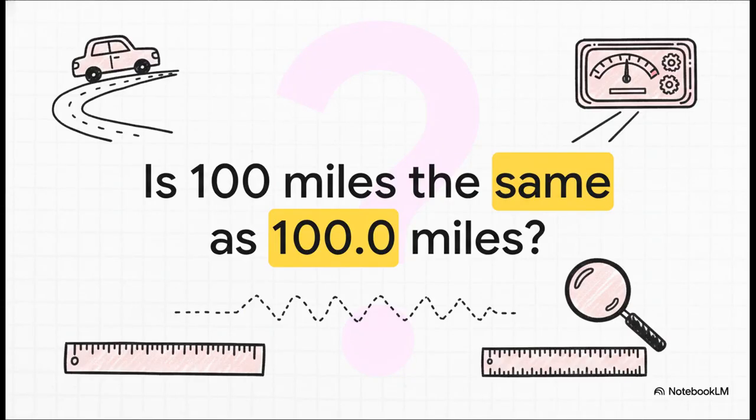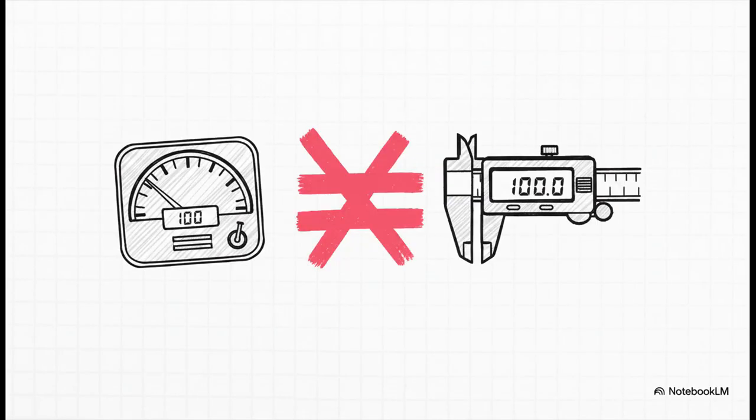So let's just kick things off with a simple question. Is a trip of 100 miles the exact same thing as a trip of 100.0 miles? Now, your gut reaction is probably, yeah, of course. But you'll see that in the world of measurement, there's a lot more going on than you might think. Believe it or not, the answer is a big, fat no. They are not the same thing at all.